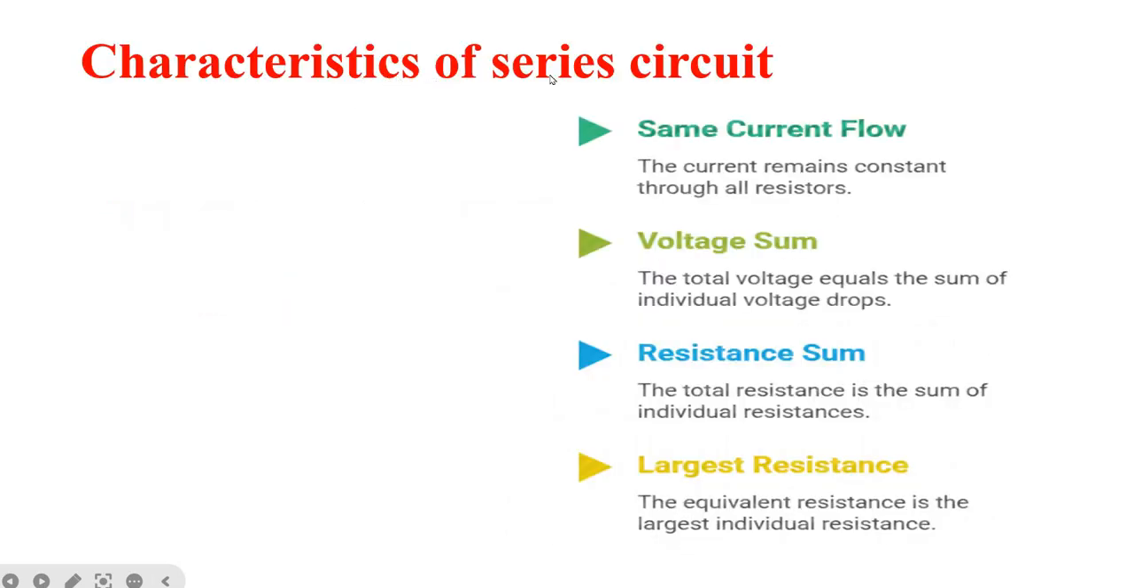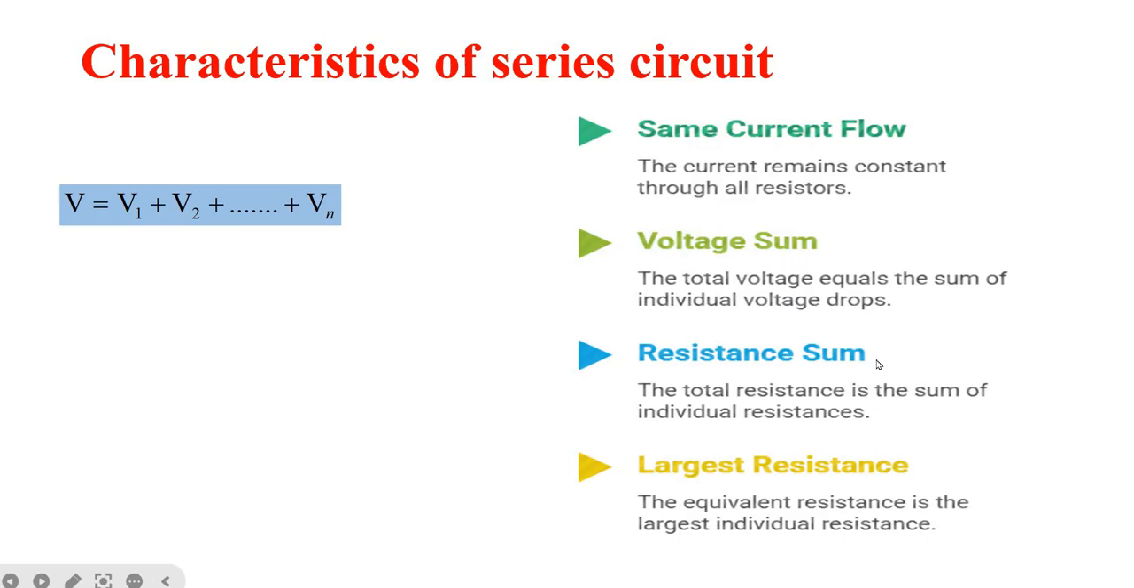Now, the characteristics of the series circuit: the same amount of current will be flowing through all the resistors, that is, it will remain constant. And the voltage sum, that is the total voltage capital V, will be equal to V1 plus V2 up to Vn, that is, the sum of individual voltage drops across the resistors.